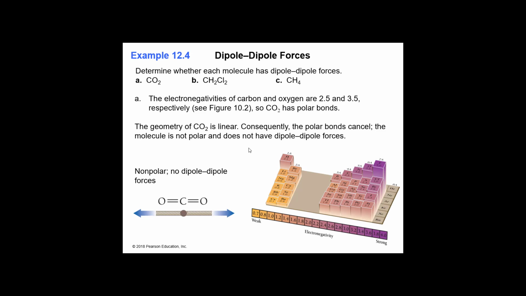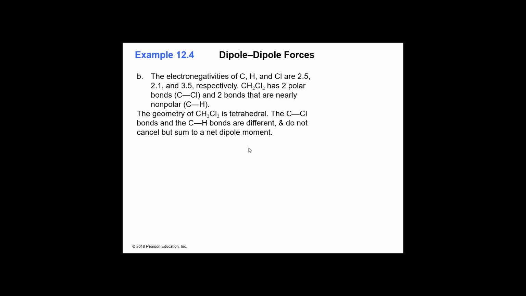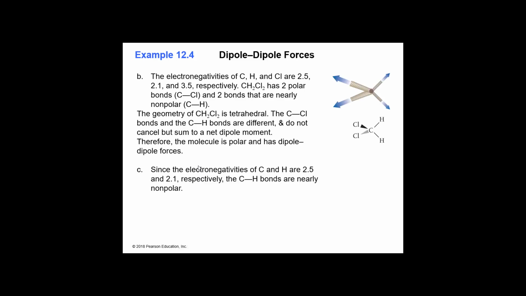Then we look at B, which is CH2Cl2. Sorry, I didn't notice that it didn't carry over onto the slide for the second one. But there it is, CH2Cl2. The electronegativities are 2.5 for carbon, 2.1 for hydrogen, and 3.5 for chlorine. CH2Cl2 has 2 polar bonds and 2 nonpolar bonds. The geometry is tetrahedral. They are different bonds, and they do not cancel out. So there is an overall net dipole, and this molecule is polar.